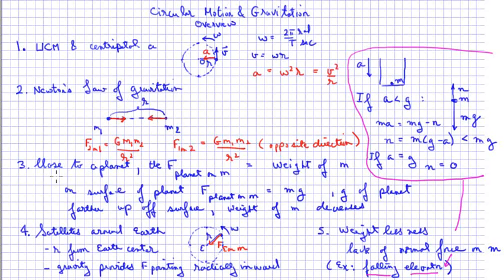Thirdly, concerning the concept of weight, close to a planet, the force of the planet on a mass m is the weight of m. And so if you're on the surface of the planet, the force of the planet on m is just m times g, where g is the g of the planet, 9.8 on the Earth, 10 meters per second squared if you're using easy numbers.